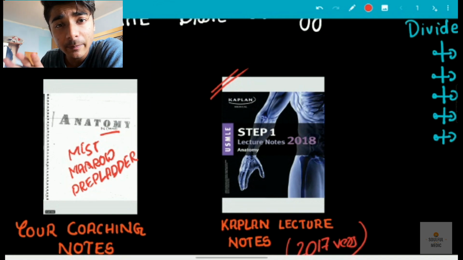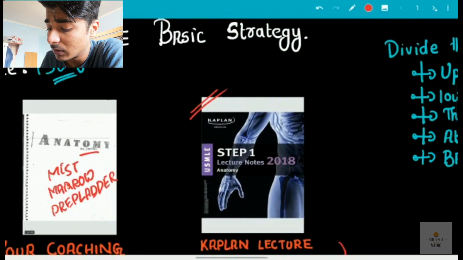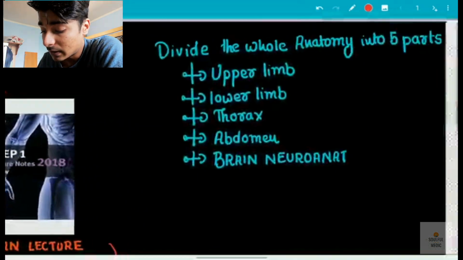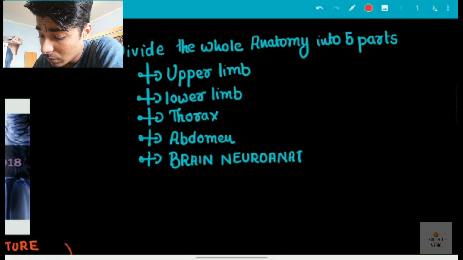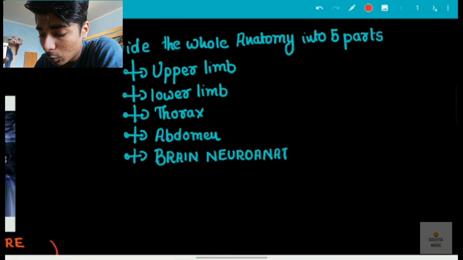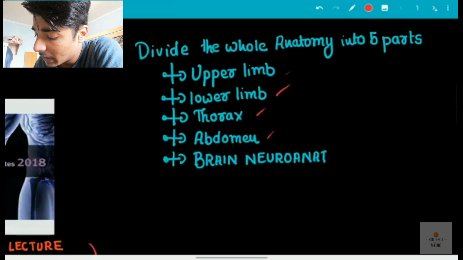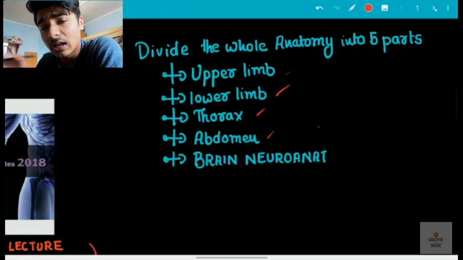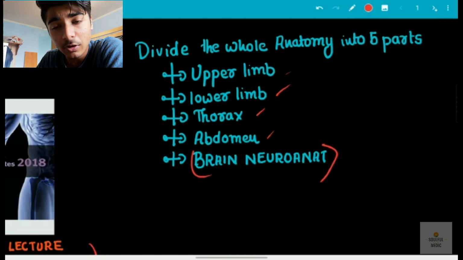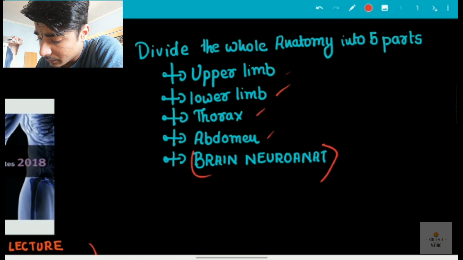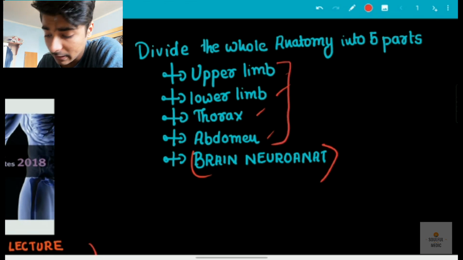Now, before coming to the main point of this video, let me divide the whole basic anatomy into 5 parts, according to which we will proceed with our revision. The 5 parts are upper limb, lower limb, thorax, abdomen, and we keep apart brain and neuroanatomy. You can do it last or first, because this is the biggest part of anatomy. I prefer to do it last because I wanted to complete the whole anatomy first, and after that concentrate all my time on brain and neuroanatomy.